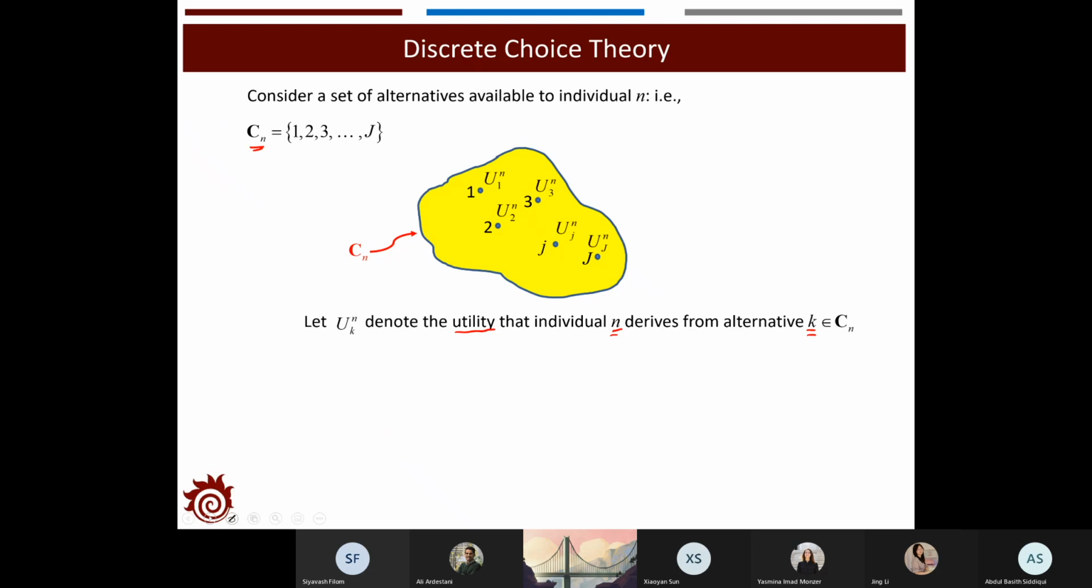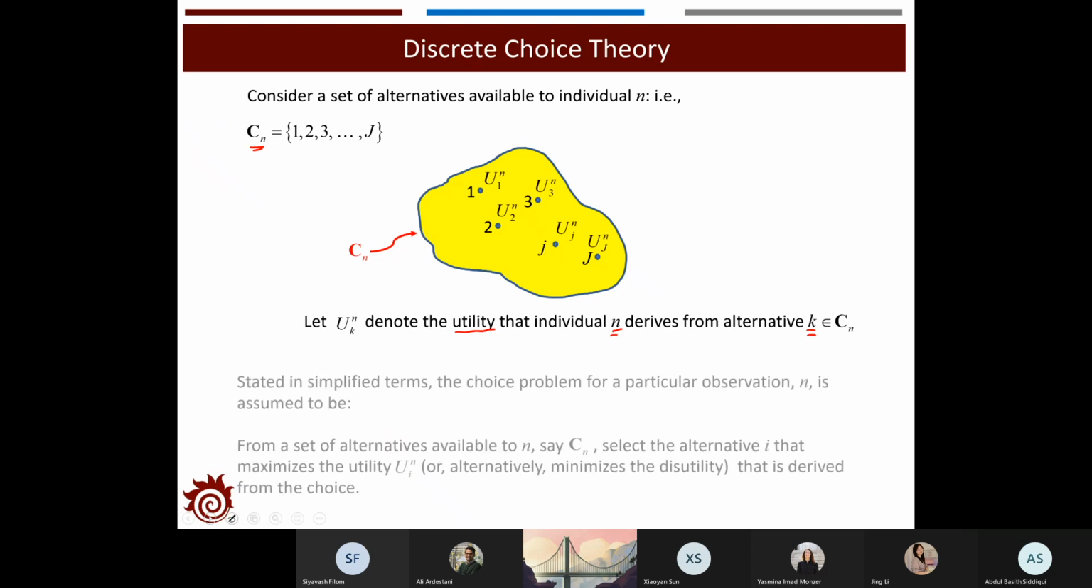Now for each mode we know the utility, and we need to use this utility to make the decision. Basically, to make the decision for each individual, you want to maximize your own utility. So if you have J different alternatives, the one you're going to choose is the one with the highest utility. For example, if mode i has the highest utility, then you're going to choose it.